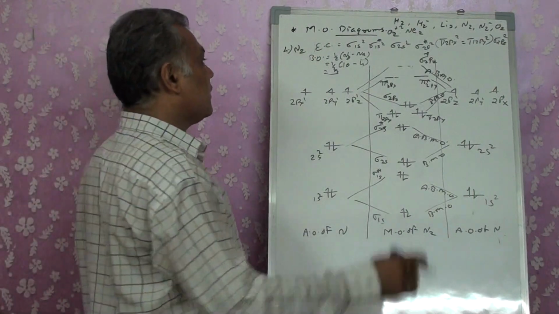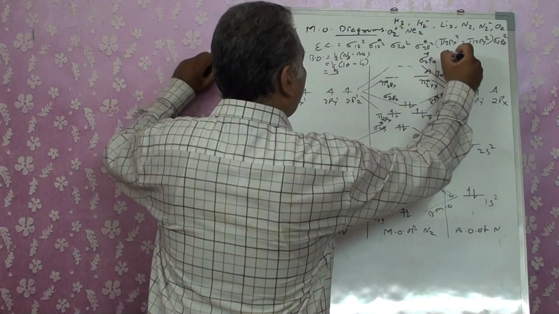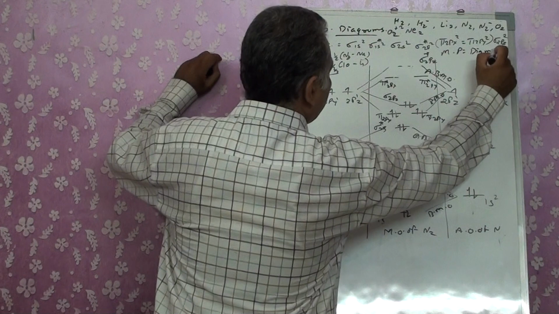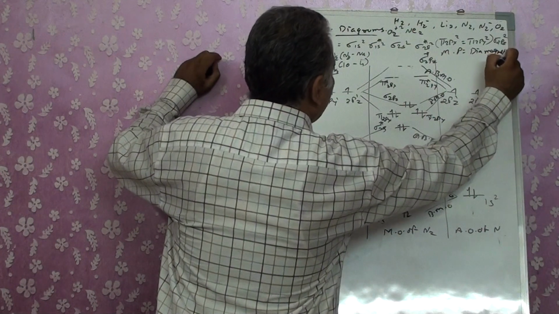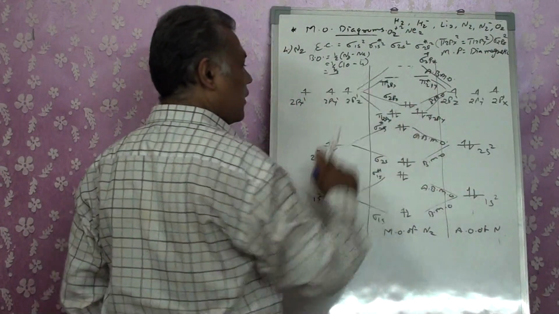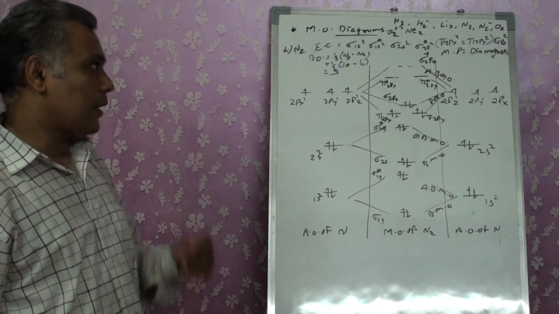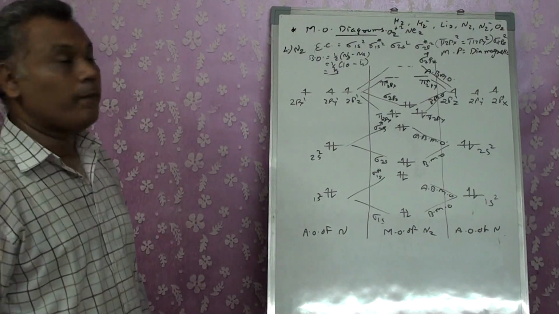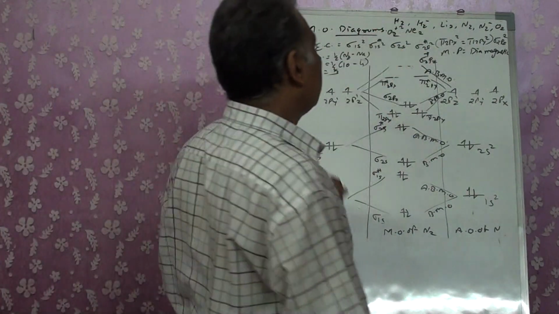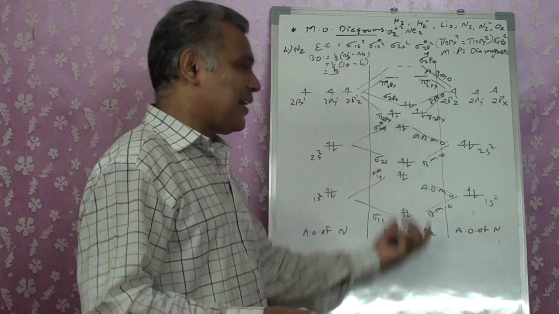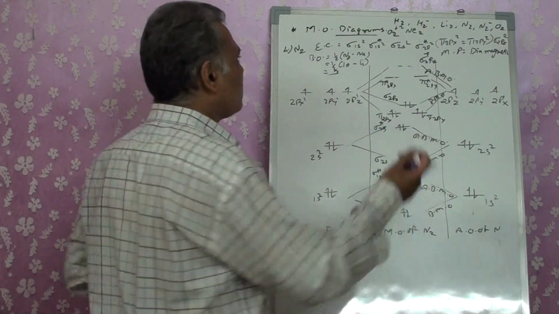Bond order is 3, and the magnetic property we are going to get: all the electrons are paired, no unpaired electrons. So it is diamagnetic in nature, right? Like hydrogen, I won't do it again. See the diagram once it is plotted; if you can draw the generalized diagram, it becomes much easier.